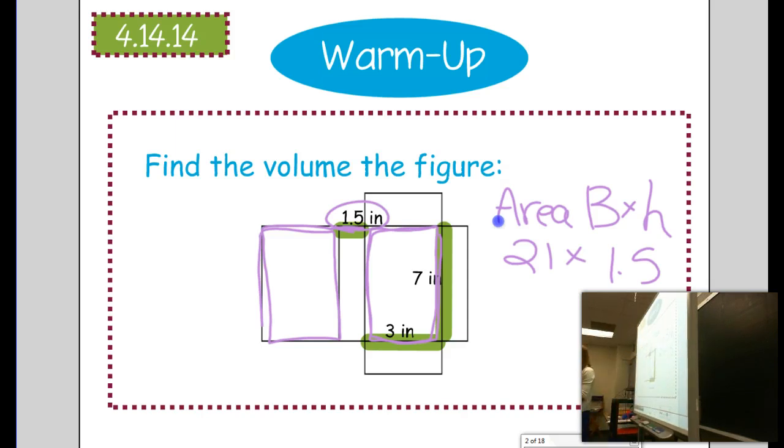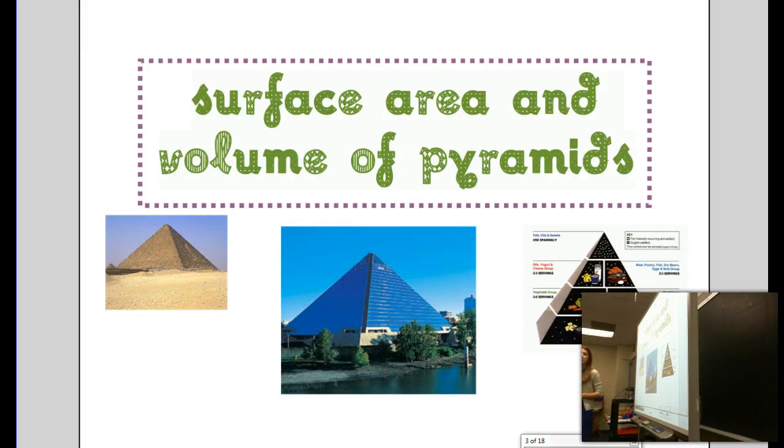Lewis M., final answer. 31.5. What's the units? Cubed. Cubic inches. Very good. So does the cone. Very good. And we're doing them both in one day, hopefully. Hopefully we can get to all of them.